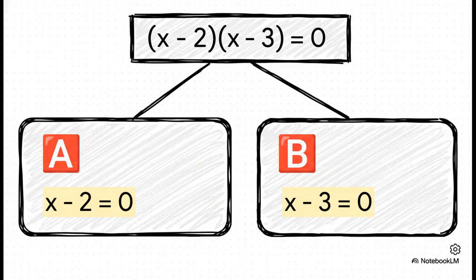So what this property lets us do is pretty cool. We get to split one kind of complicated problem into two super simple ones. Possibility A is that the first part, the x minus 2, is the part that equals 0. Or there's possibility B. The second part, the x minus 3, is the one that equals 0. Now all we have to do is solve these two little mini equations.